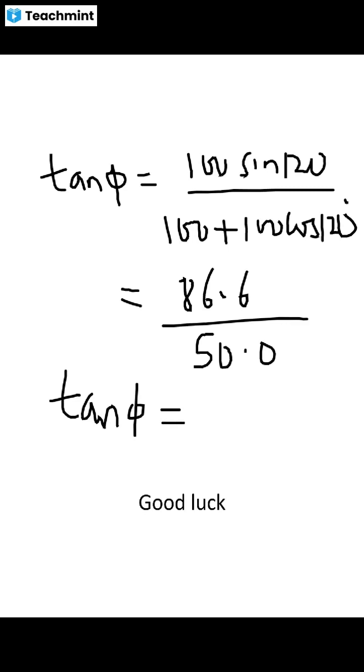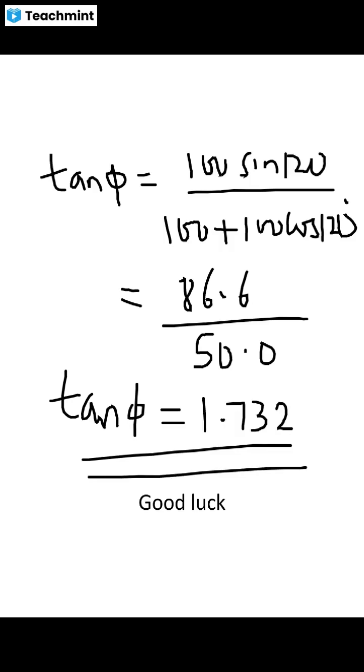So our option will contain tan phi instead of just phi. Let me punch my calculator for this. 86.6 divided by 50. So that's going to be 1.732. So that's going to be the tan of my angle.